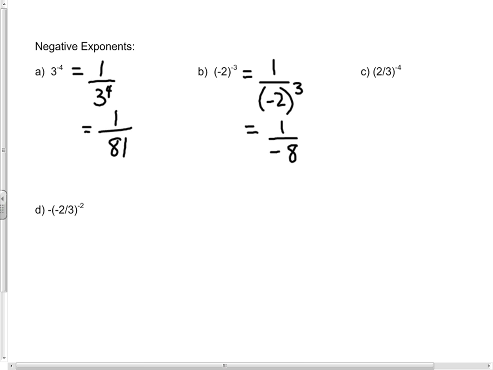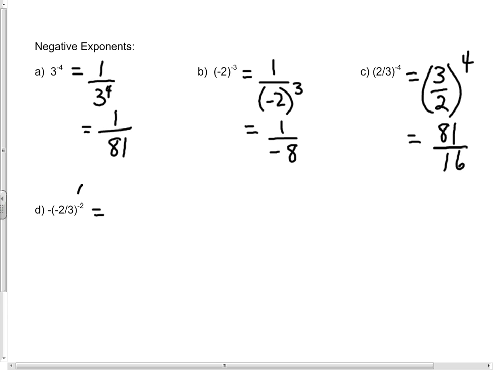So I have 1 over negative 8, or negative an eighth. C, 2/3 to the minus 4. Flip. 3's on the top, 2's on the bottom, with a positive 4. 81 over 16.